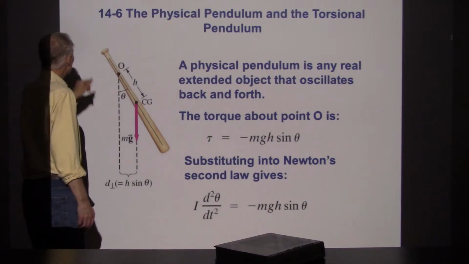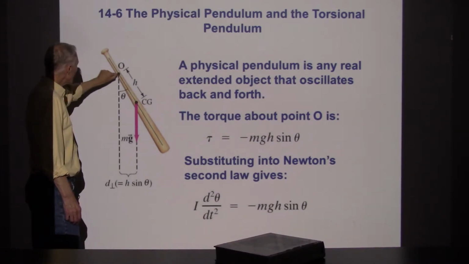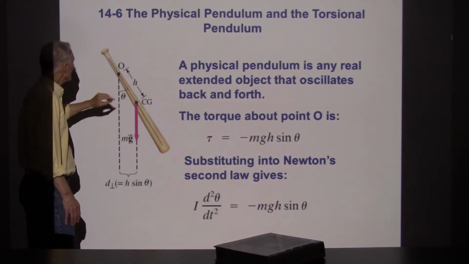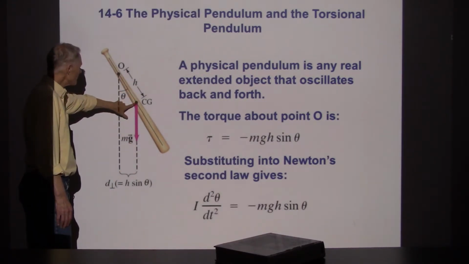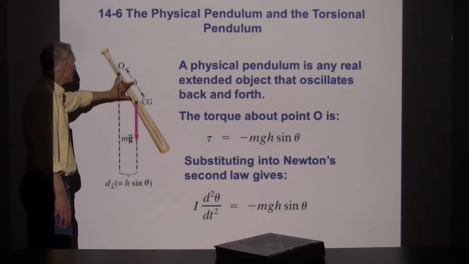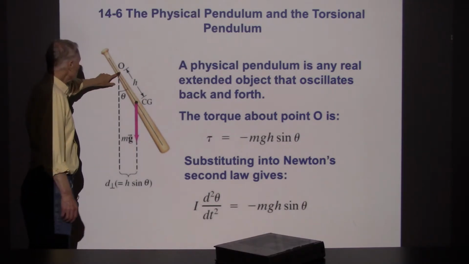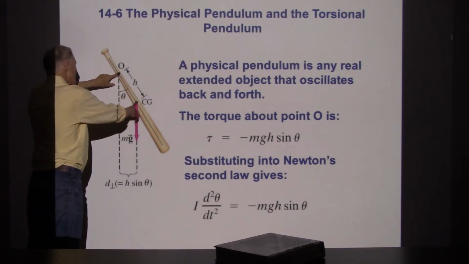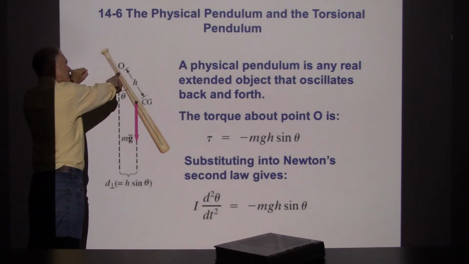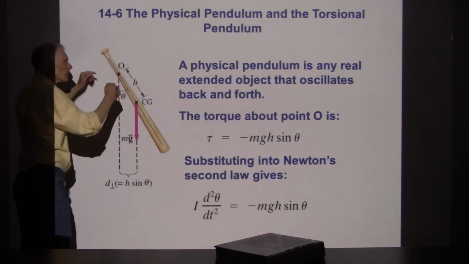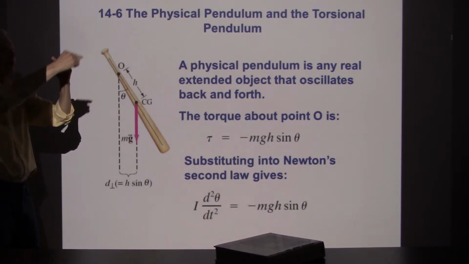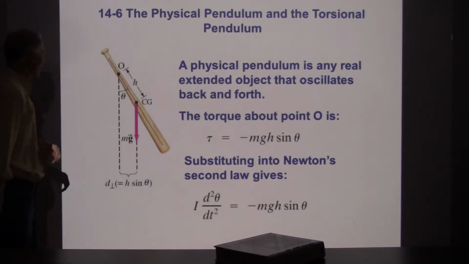What you do is you get any object you want, you drill a hole in it wherever you want, you identify where the center of mass or the center of gravity is, and you measure the distance between where the center of gravity is and where the axis of rotation is. So here's the axis of rotation, here is the center of mass, and on this baseball bat we put an axis right here, some kind of an axle, and we let the baseball bat oscillate back and forth.